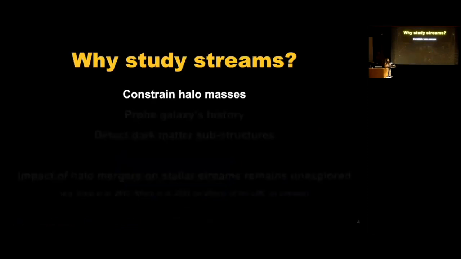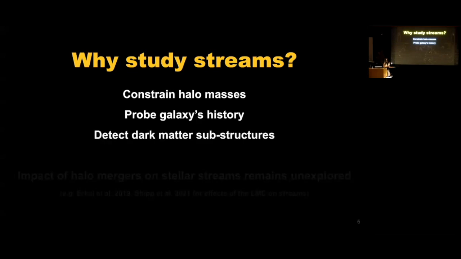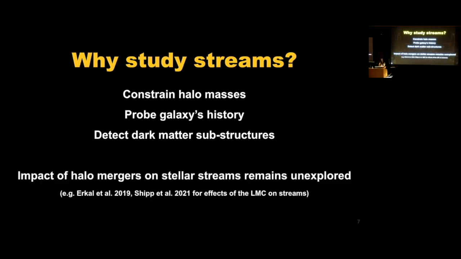So why should we care about these streams? We can use them to constrain halo masses and probe galaxies' history. We can also use them to detect dark matter substructures, like dwarf galaxies, which are faint and therefore harder to detect. The impact of halo mergers on stellar streams also remains unexplored, but studies by Akal et al. 2019 and Ship et al. 2021 have looked into the effects of the LMC on streams. So this is something that we are interested in looking into.